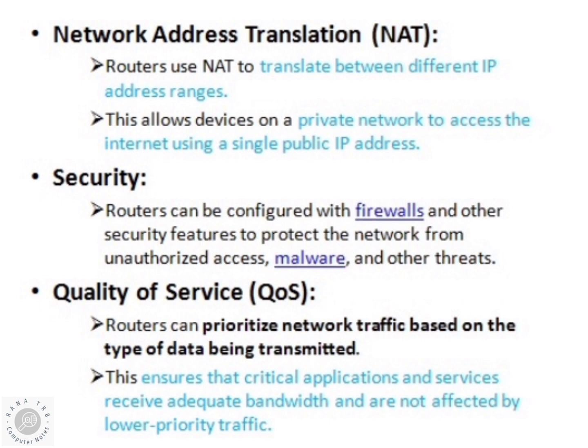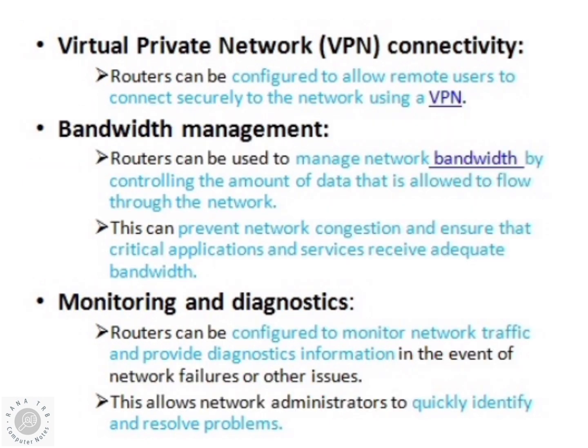Next one is quality of service. We know that it is used to provide or avoid network traffic. So the router can prioritize the network traffic based upon the data type that is being transferred from one port to the next port. Next one is VPN, that is Virtual Private Network connectivity. This allows the remote user to connect securely to the network using the VPN.